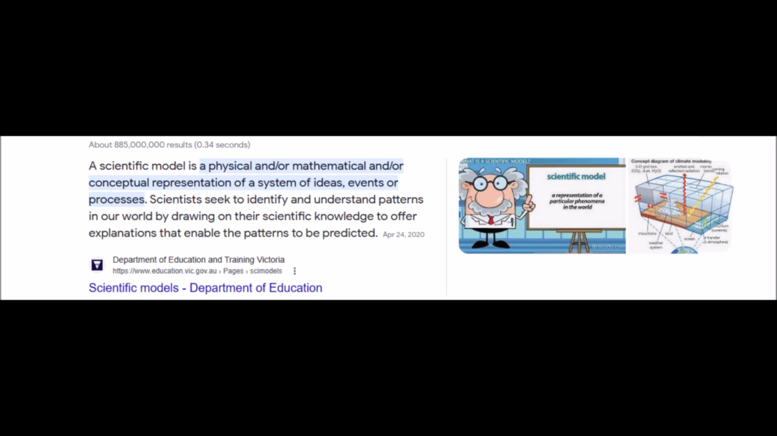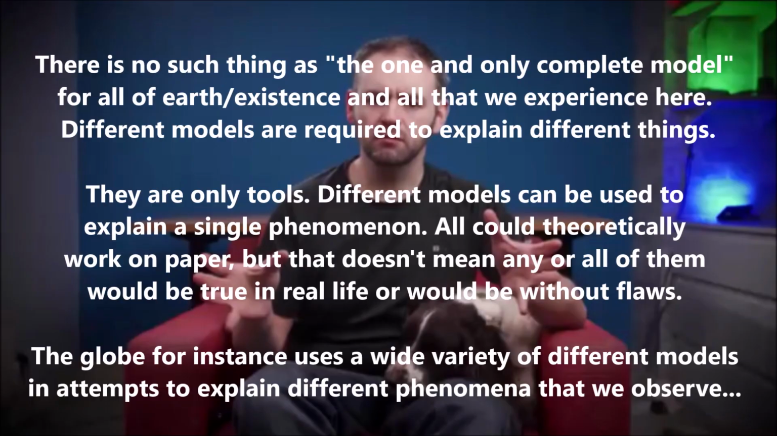Now, whilst flat earthers can't agree on a complete flat earth model, there is no such thing as the one and only complete model for all of Earth/existence and all that we experience here. Different models are required to explain different things. They are only tools. Different models can be used to explain a single phenomenon. All could theoretically work on paper, but that doesn't mean any or all of them would be true in real life or would be without flaws.